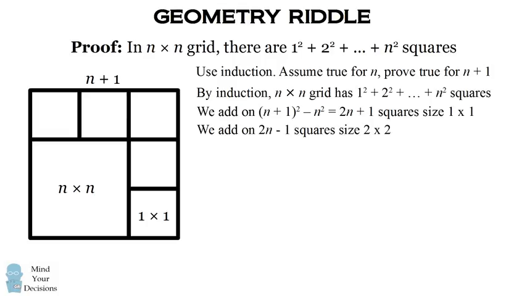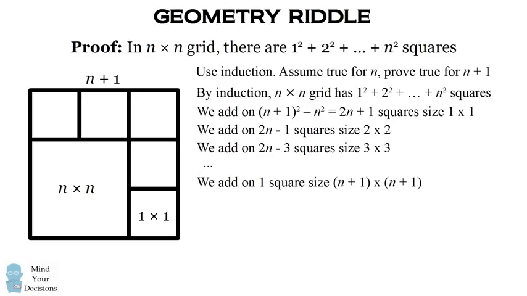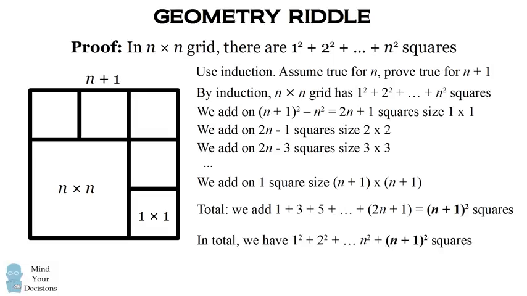Now you want to count the number of 2x2 squares that you can create. This will be 2 fewer, and the number of 3x3 squares will also be 2 fewer. And this pattern continues, and you can add on exactly 1 square that's size n plus 1 by n plus 1. So the total number of squares we can add on is the sum of the odd numbers up to 2n plus 1, and that's a well-known formula of n plus 1 squared. So we've added on a total number of n plus 1 squared number of squares. So in total, in an n plus 1 times n plus 1 grid, we have the same formula plus n plus 1 squared, and that completes the induction.